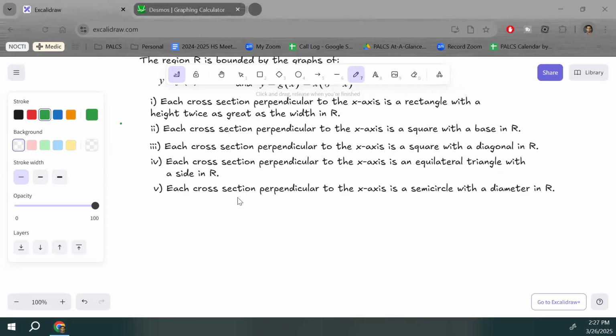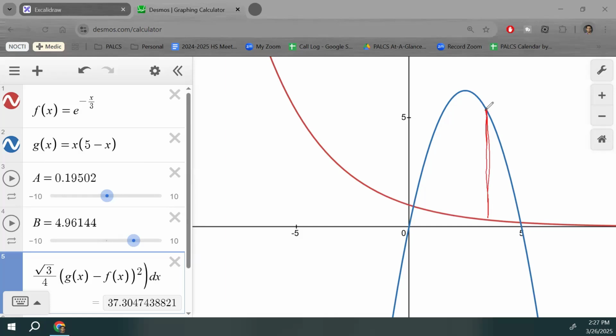Each cross-section perpendicular to the x-axis is a semicircle with diameter in R. We're going to have a vertical slice, and it's going to be the top half of a circle. So if you can imagine a bunch of those, it's just going to get smaller and smaller. So the area of a semicircle is 1/2 pi r squared.